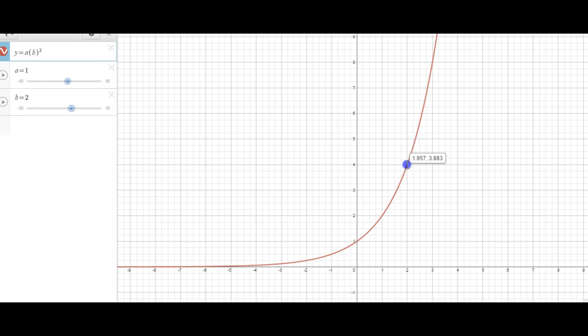And I can just drag along here. We can see the values. So as we get up to 3 here, oh, there we go. So as we get up to 3, you can see it's 8. Yeah, there's 3, 8. Okay, we've got 2, 4 somewhere. Really close. 2, 4, 1, 2. And most importantly, right, 0, 1, right? The y-intercept, which occurs when x is 0, right? When x is 0, you've got 1.